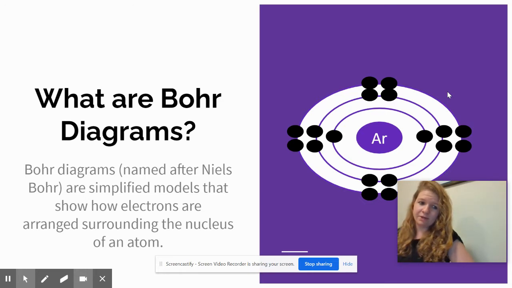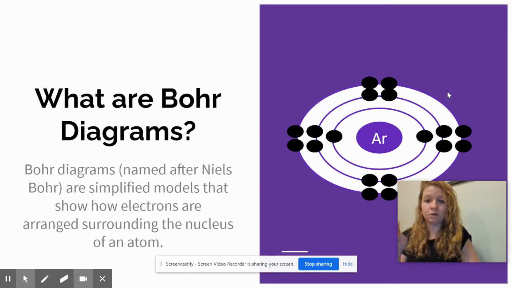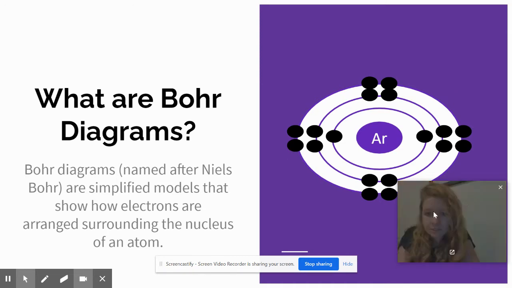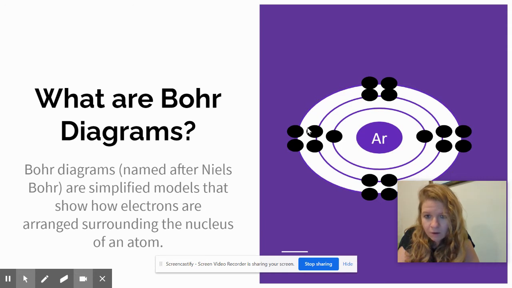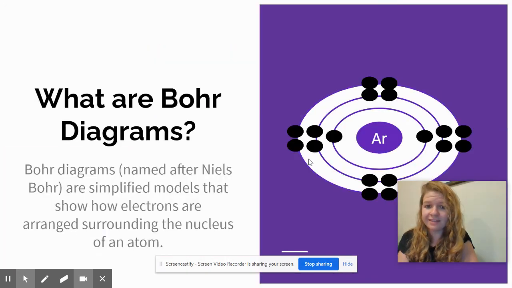Now, what are Bohr diagrams? Well, they're models that show how electrons are arranged around the nucleus. So see these circles right here? Those are those energy levels. So back with this one where it said number of shells or number of energy levels, that's these guys. That's just something as simple as that.